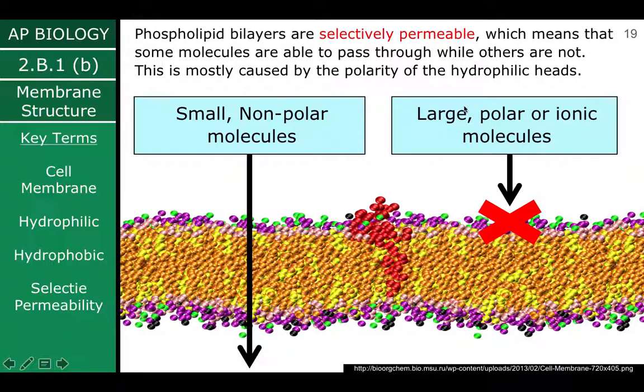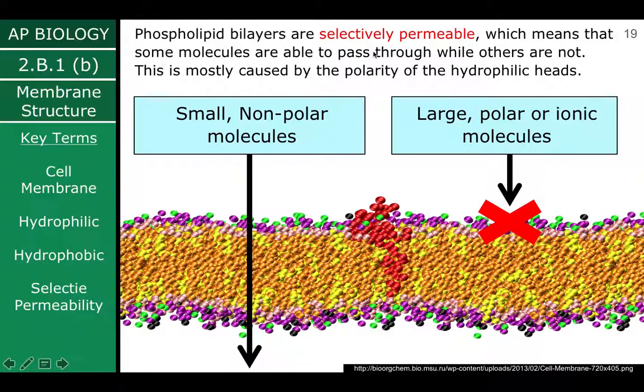So our phospholipid bilayers are called selectively permeable, which means to permeate something would mean to go through it, but selectively means that some things can go through while others cannot. The reason that it's this way is because of the polarity of the hydrophilic heads. So not everything can just go through. Anything that's non-polar and really small, so basically no charge, can just go right on through. However, if it is a polar large molecule, it can't just pass right through.